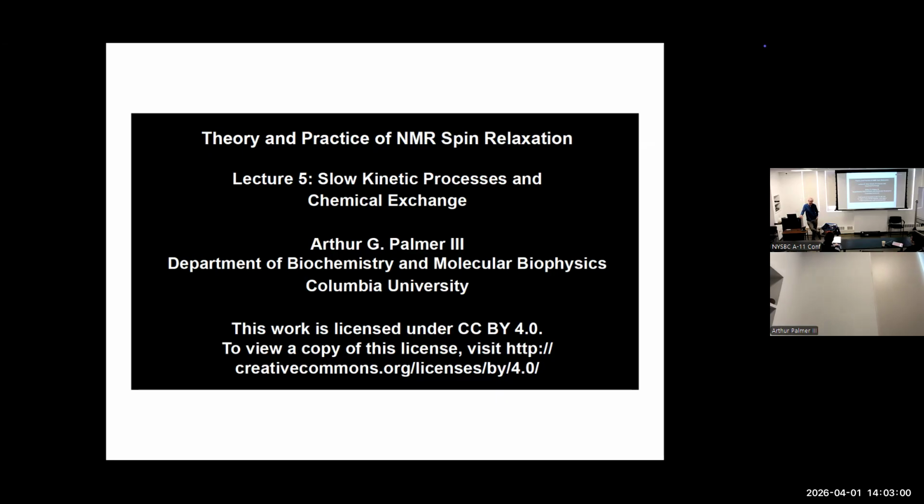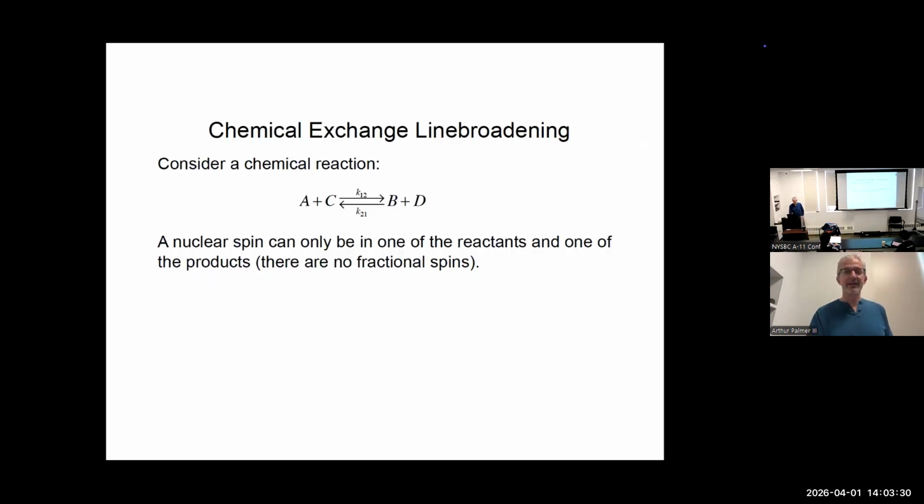We've talked about relaxation in the Redfield fast limit. But if we go to chemical exchange or conformational change, protein folding, base flips in DNA and RNA, now we could be talking about processes that are slow enough to violate the assumptions of the Redfield theory. And then we need a new theory, because it turns out the phenomenology is quite interesting.